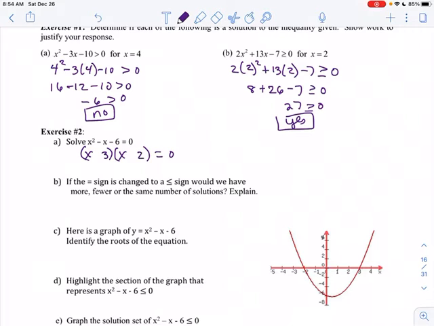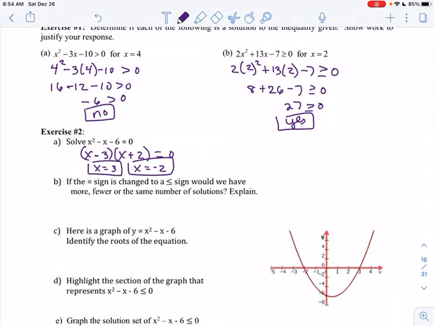3 times 2 is 6. And the only way to get a negative 1 is if it's negative 3 and positive 2. And then I take each factor and set it equal to 0. So all that does is change the sign. So my solutions are x equals 3 and x equals negative 2.